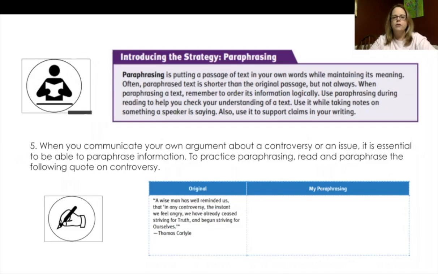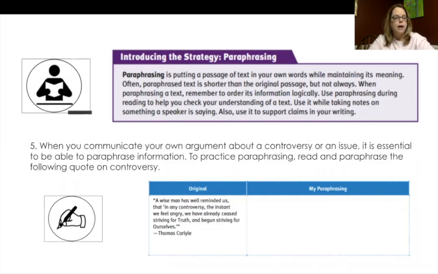And the quote is, "A wise man has well reminded us that in any controversy, the instant we feel angry, we have already ceased striving for truth and began striving for ourselves." Thomas Carlyle.